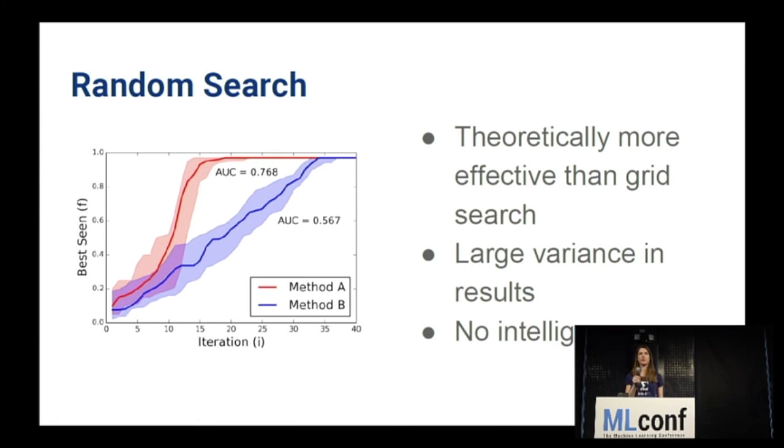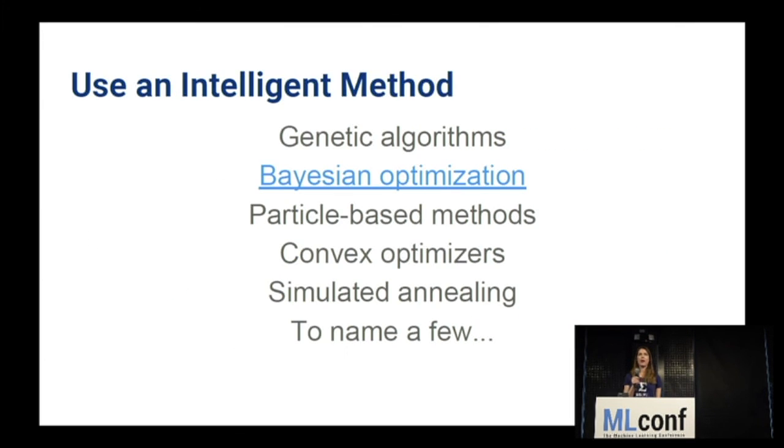Instead of jumping straight from grid search to random search, there are many more intelligent methods out there that are much more sophisticated that will get you better results than grid search in many fewer evaluations than grid search. So better model performance in many fewer iterations of your model, so less compute resources, with a lot less variance than random search. And these are just some of a few.